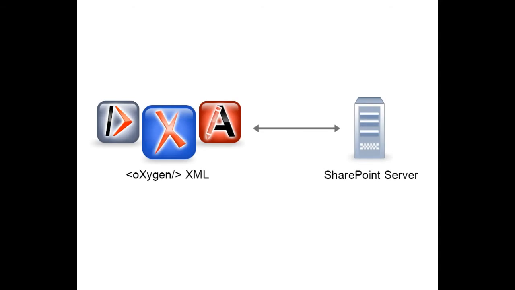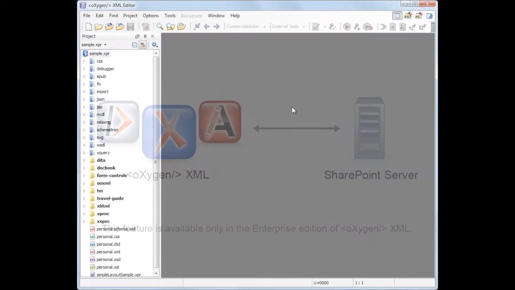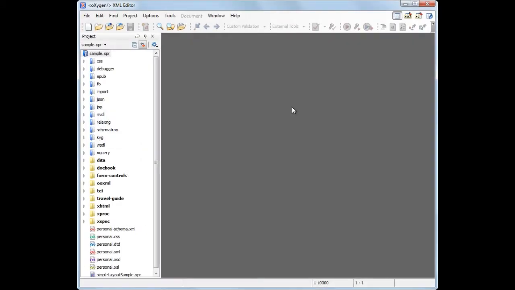This video demonstrates oXygen's ability to connect to a repository located on a SharePoint server and how you can use SharePoint-specific actions when editing topics in a DITA Map. Note that this feature is available only in the Enterprise edition of oXygen XML. We start with the creation of a SharePoint connection in oXygen.